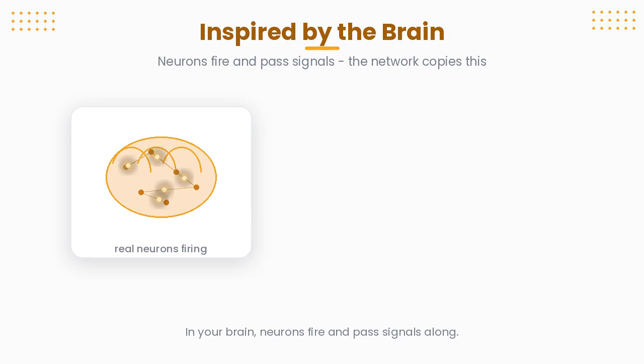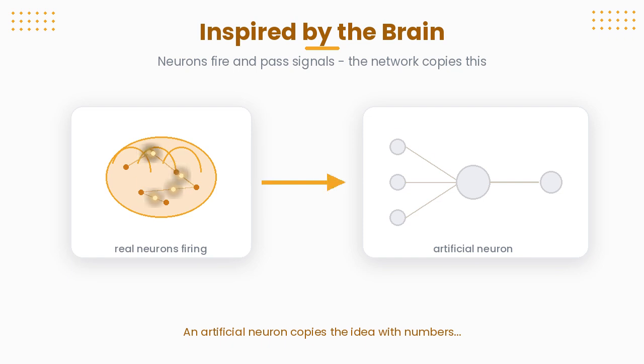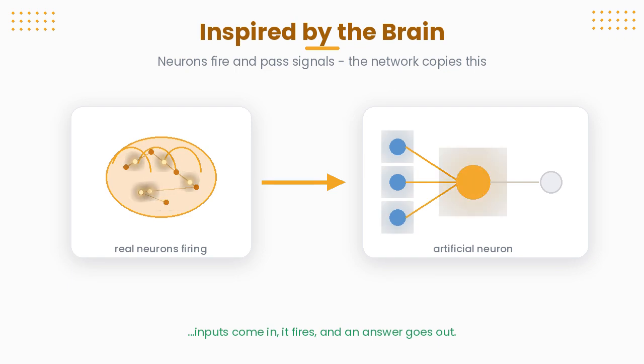Where did the idea come from? The brain. Inside your head, billions of neurons fire and pass tiny signals to each other. An artificial neuron copies that idea with numbers. Signals come in, the neuron adds them up and fires, and a result goes out.